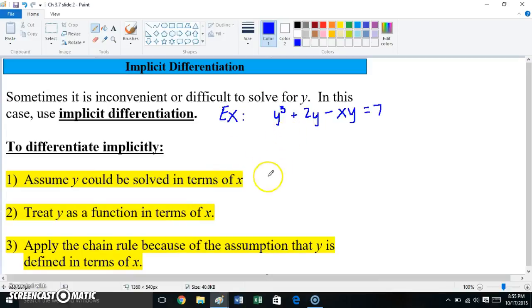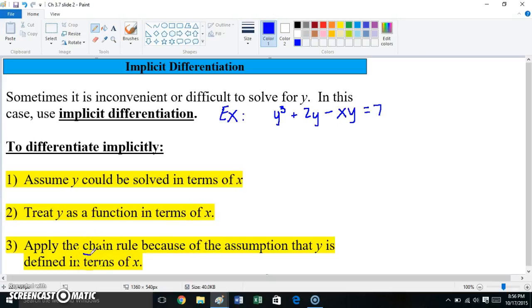Sometimes it's not convenient to solve for y in terms of x, or it's just plain difficult. So here's an example, y cubed plus 2y minus xy equals 7. That's not easy to solve for, and so we're going to implicitly differentiate. So here's what we do. We assume that y could be solved in terms of x. Not that I'm going to do it, but we assume that it could be. And we treat y as a function in terms of x.